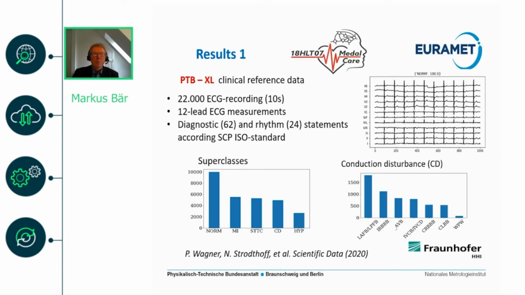So a reference database of measured clinical reference data is PTB-XL. It has 20,000 ECG recordings of 10 seconds duration, and in each of these records 12 leads are measured. For each of the recordings, we have a diagnostic and rhythm statement from two experienced cardiologists who use the well-known ISO standard classification, and that leads to separation of the whole database into superclasses. About half of the ECGs were from healthy, normal people. Then there are different pathologies, and each of these pathologies goes again into subclasses. This was done in collaboration with the Fraunhofer Heinrich Hertz Institute and is published in Scientific Data.